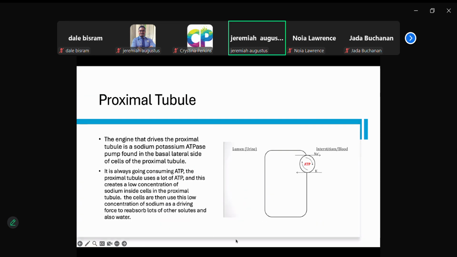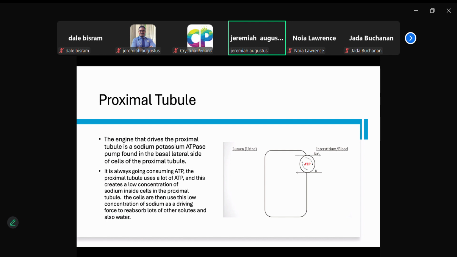Now, how does the proximal convoluted tubule do this? We start off with this little channel here, the sodium-potassium ATPase pump. This is the driving force. This is like the generator of the proximal tubule. What it does is pump sodium outside of the cells of the nephron into the interstitium, and it pulls potassium into the cells of the nephron.